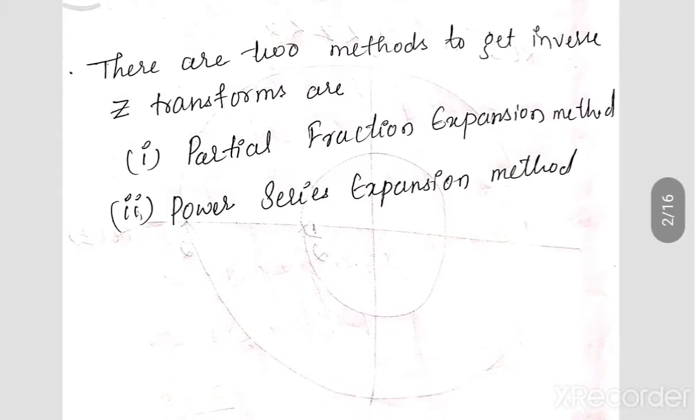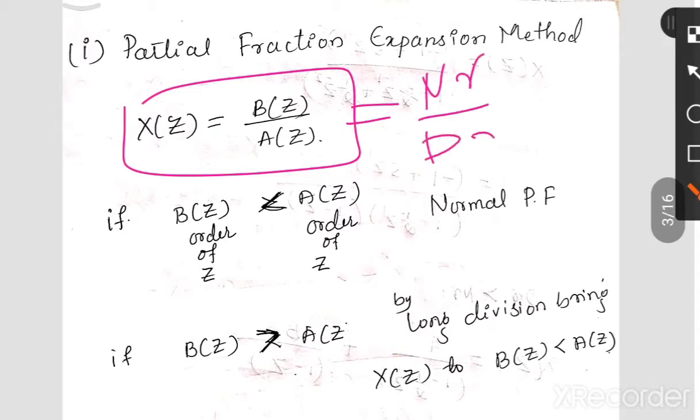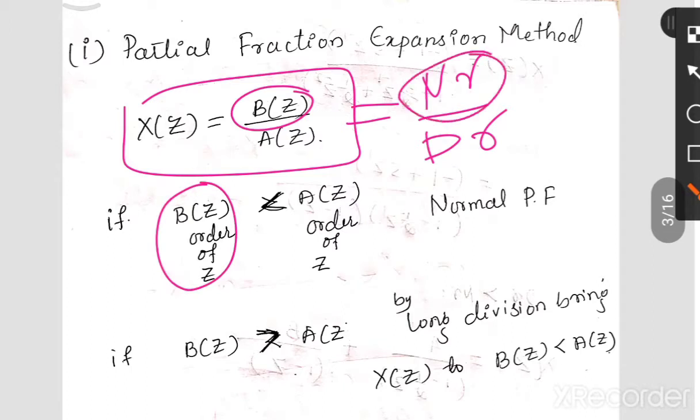Before using it, there are a few things we are supposed to remember. The Z transform of any signal is expressed in terms of b of z divided by a of z, that is, numerator by denominator. Remember that the order of b of z, the numerator, should be less than the order of the denominator. Then we can go for a regular partial fraction expansion.